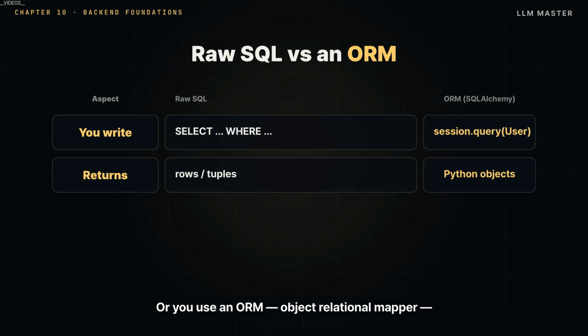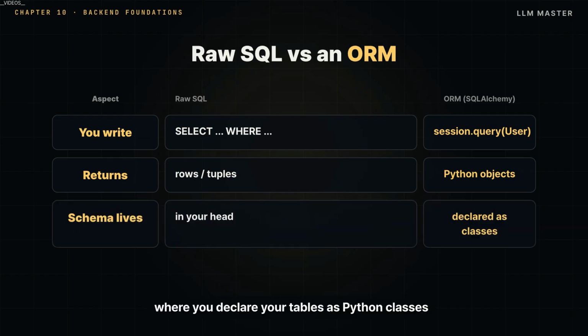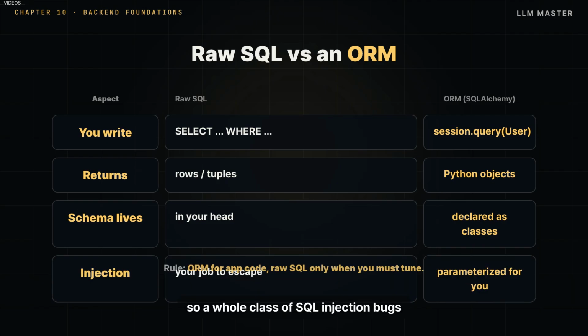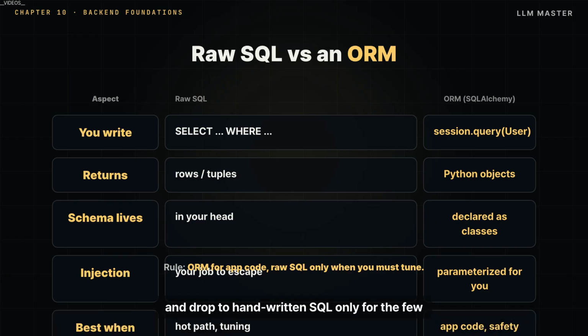Or you use an ORM, object relational mapper, like SQLAlchemy, where you declare your tables as Python classes and query with Python expressions that return real objects. The ORM buys you safety and readability. It parameterizes your inputs, so a whole class of SQL injection bugs disappears, and your schema lives in code you can review. The honest rule most teams land on is to use the ORM for ordinary application code, and drop to handwritten SQL only for the few queries where you genuinely need to tune the performance.